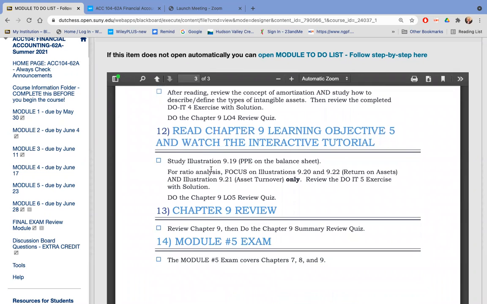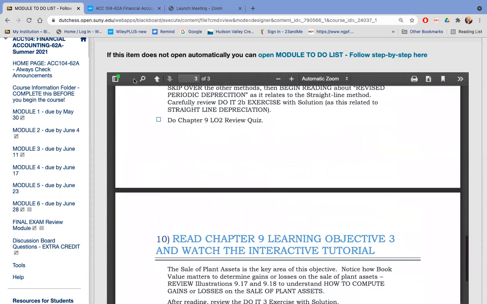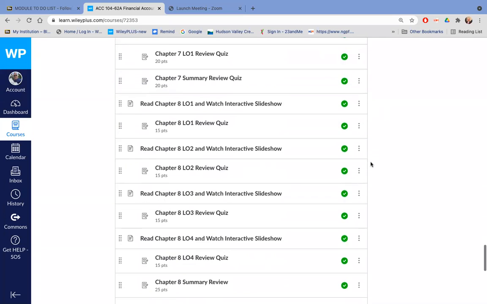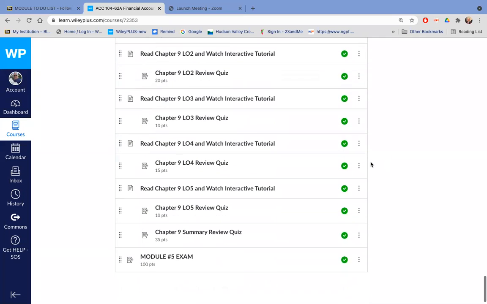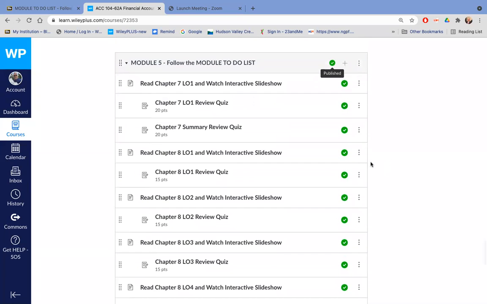And then again, every single chapter is going to have some financial analysis to learn. And so Chapter 8 and Chapter 9 have their share. And the Module 5 exam is on all 3 chapters. Again, once you click on your Wiley, you'll see Module 5 is open. And as you scroll down this list, you'll see there's quite a few things to do, and it is quite time consuming. So I would get kickstarted right away.